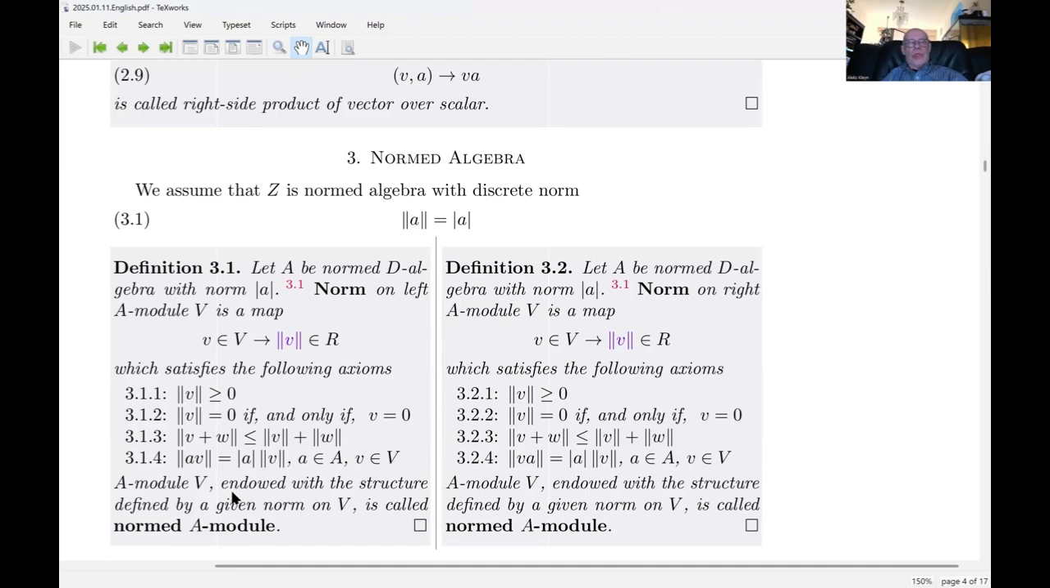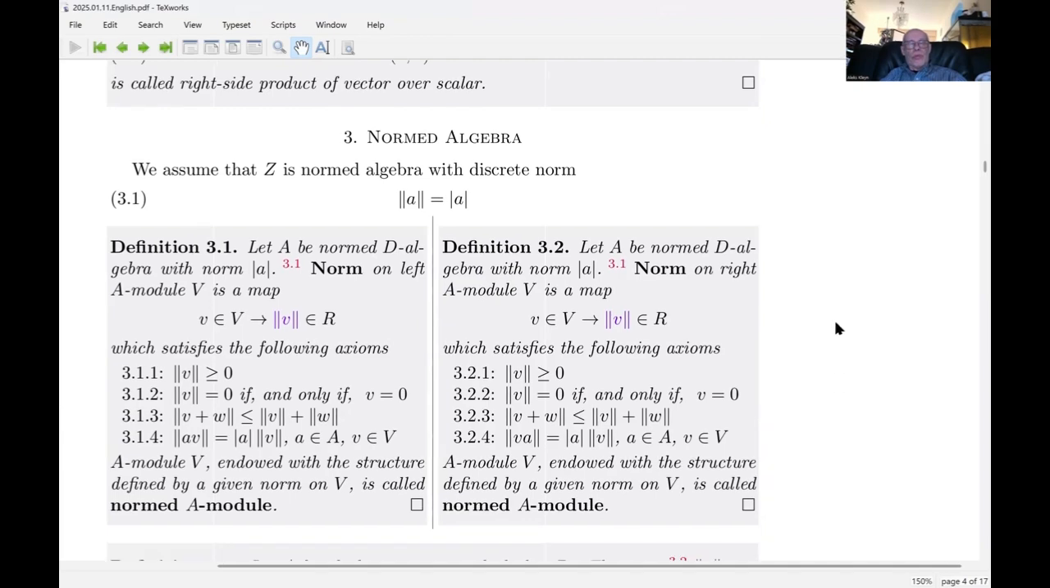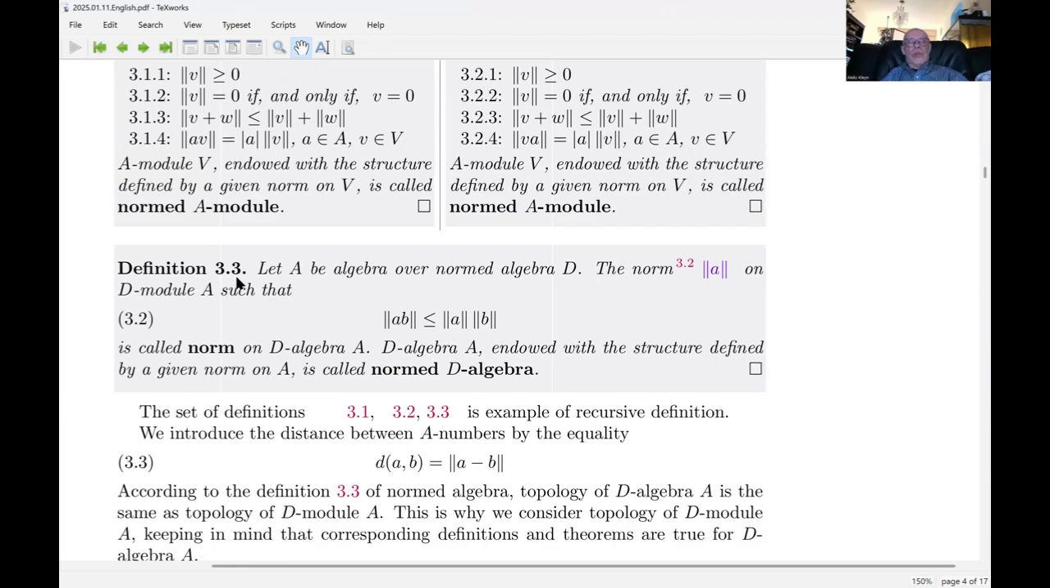A model V endowed with the structure defined by given norm is called normed A model. Next definition. Let A be algebra over normed algebra Z. The norm on the model A such that norm of product is not greater than product of norms is called norm on the algebra A. The algebra A endowed with the structure defined by a given norm on A is called normed algebra. The set of considered definitions is example of recursive definition.